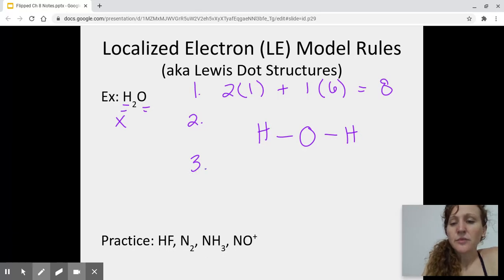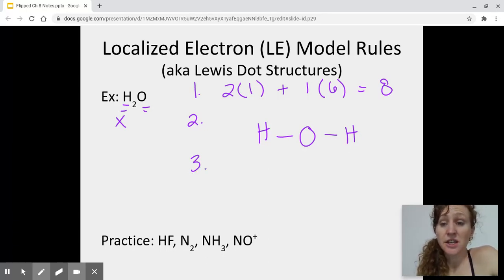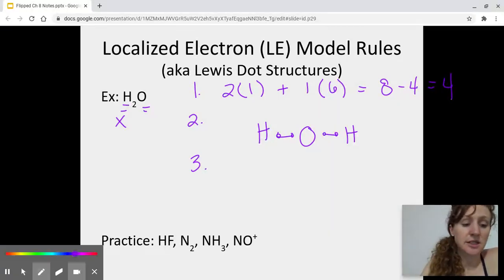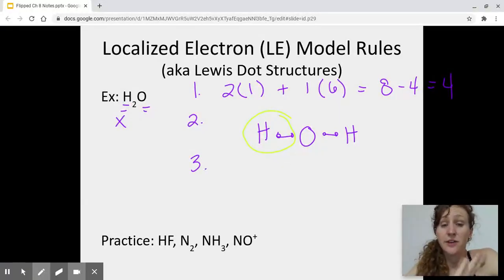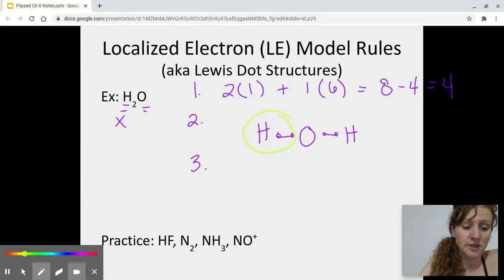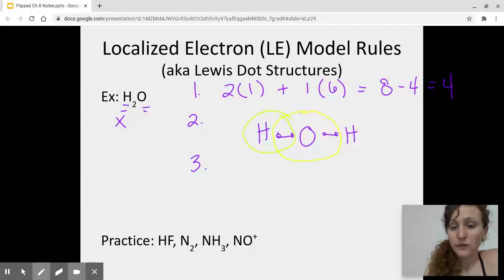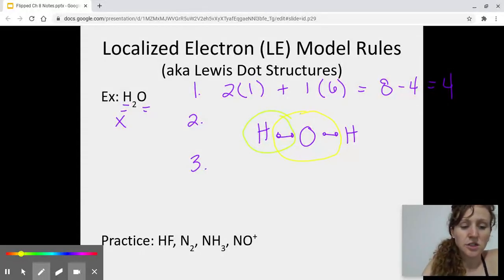Number 3, we're going to tally up the electrons that we have used and what we have left over. We're going to distribute them in pairs to things that still need electrons. So we've used 1, 2, 3, 4 electrons. We have 4 left. So we're going to distribute them to things that still need them. Now, if we look, hydrogen is associated with 2 electrons already. Hydrogen is fine. Hydrogen doesn't need any more electrons. But oxygen, on the other hand, oxygen has only 4 electrons. So oxygen still needs electrons.